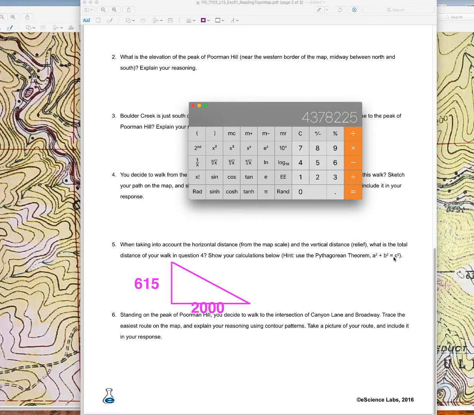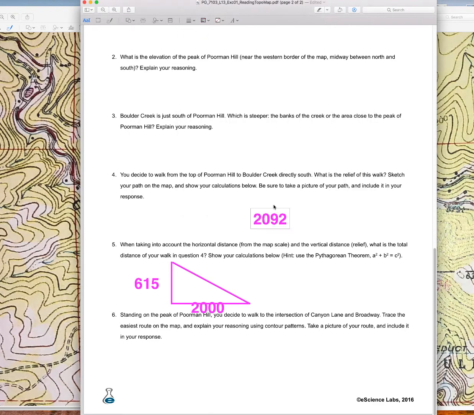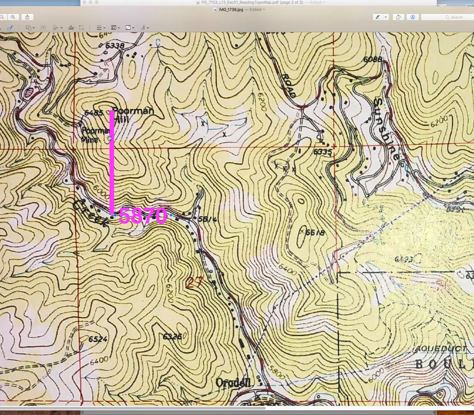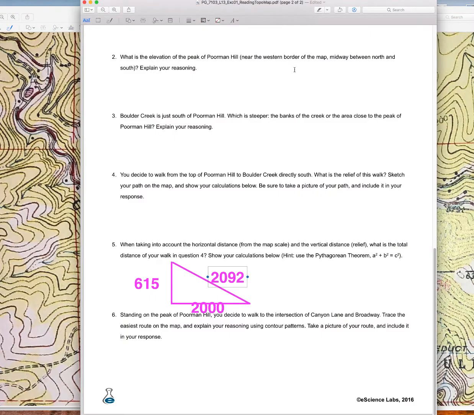But we don't want C squared, we just want C. So to get rid of the square, I take the square root of both sides. The square root of C squared is C. I take the square root of this, and that gives me 2092. So let's add that on there. In this case, this distance is 2092. That's the true distance we're walking as we go down the slope from elevation 6485 to 5870. So you want to show those calculations and take a picture of that as well.